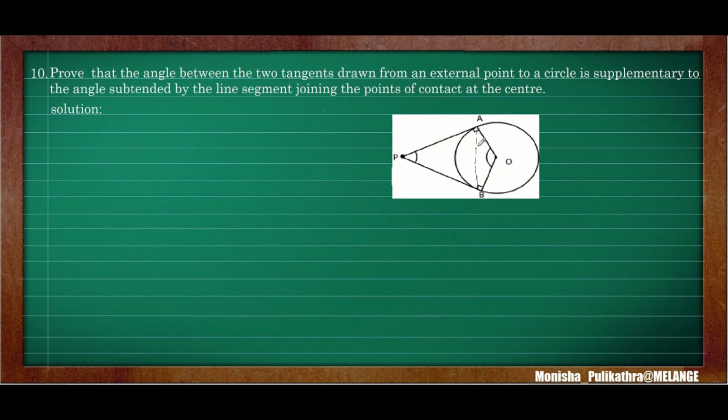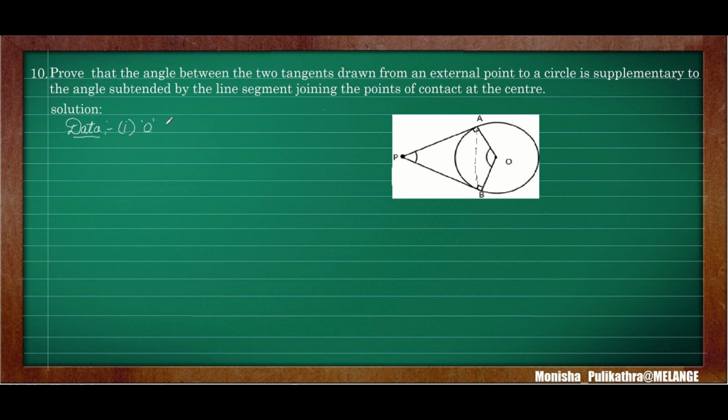So for this we have to do the construction. Okay, the angle subtended by the line segment joining the points of contact at the center. So we need to prove that APB plus AOB is equal to 180 degree, that is supplementary. Okay. First we need to write the data, just like the theorem proof, I will be doing this.